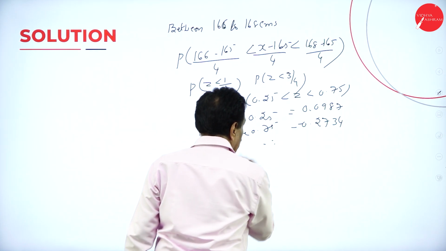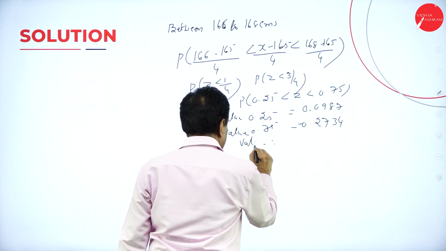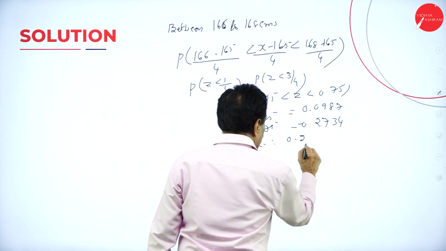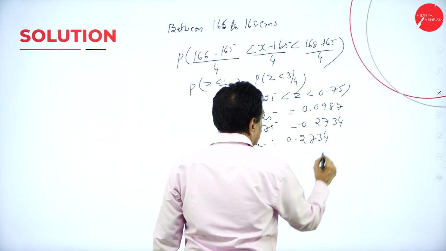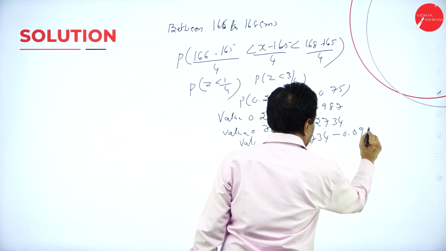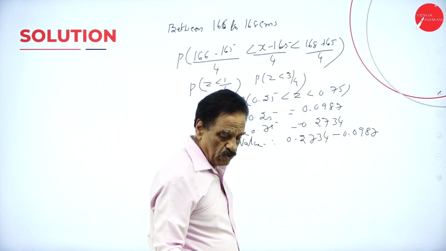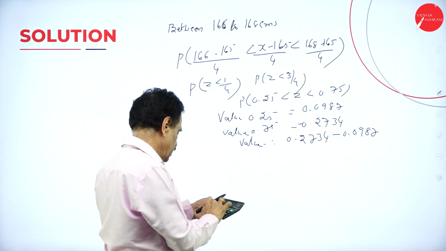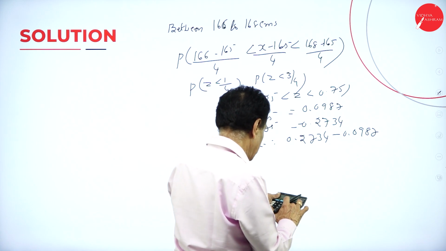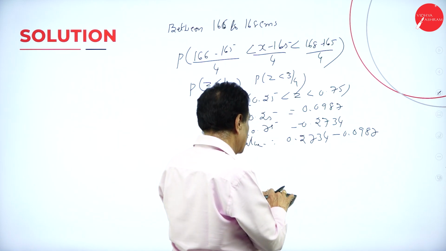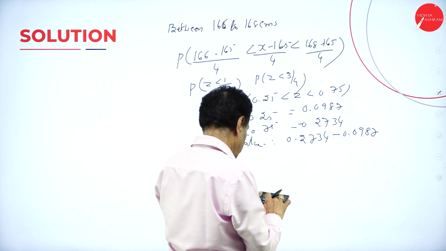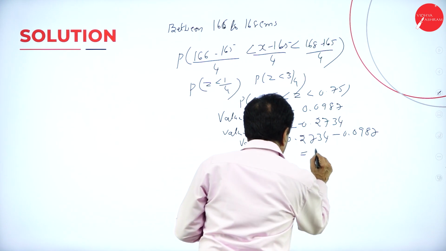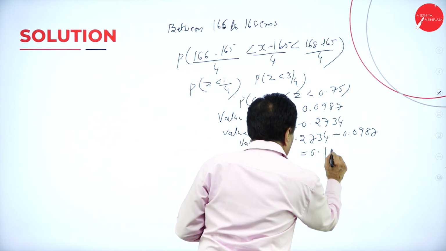Therefore, the value is equal to 0.2734 minus 0.0987, which is 0.1747.